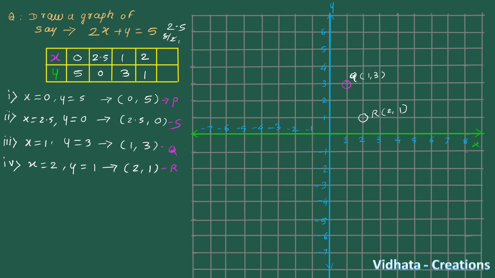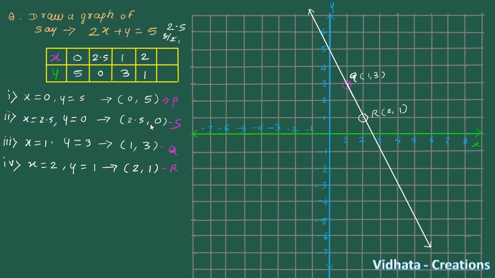Now what we will do? We will draw a line passing through these 2 points. So I will draw a line passing through points Q and R, and I will get the line this way. This is the line which I can draw. Now here we have taken only 2 points, Q and R.